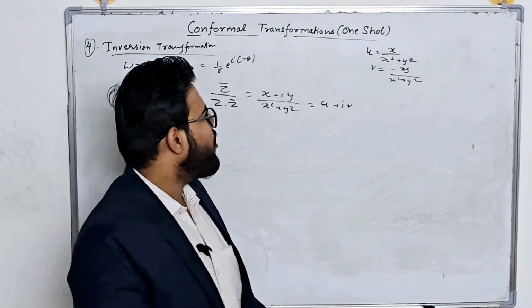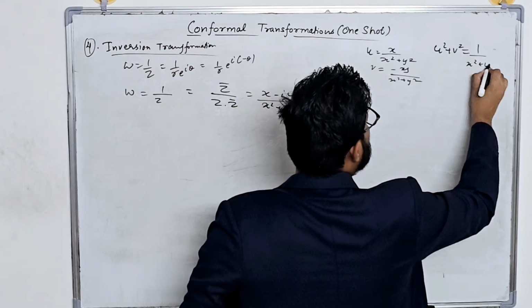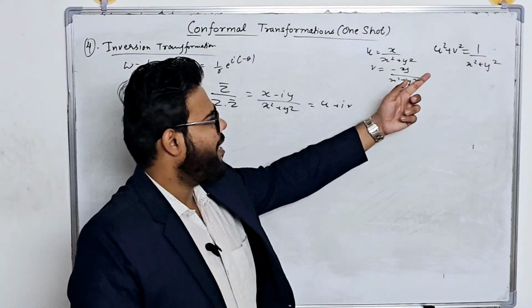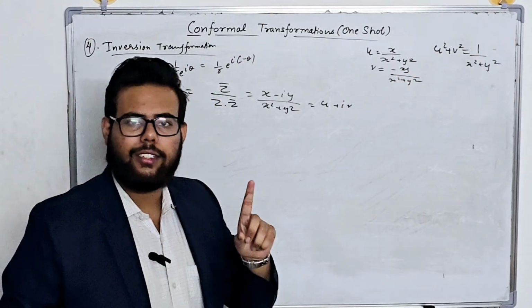Okay, so from here we can say that u square plus v square is 1 upon x square plus y square, right? It is very much helpful, right? You can prove it also, just square it and add it, right? You will get it. Okay, so let's erase this and let's discuss it using a question.